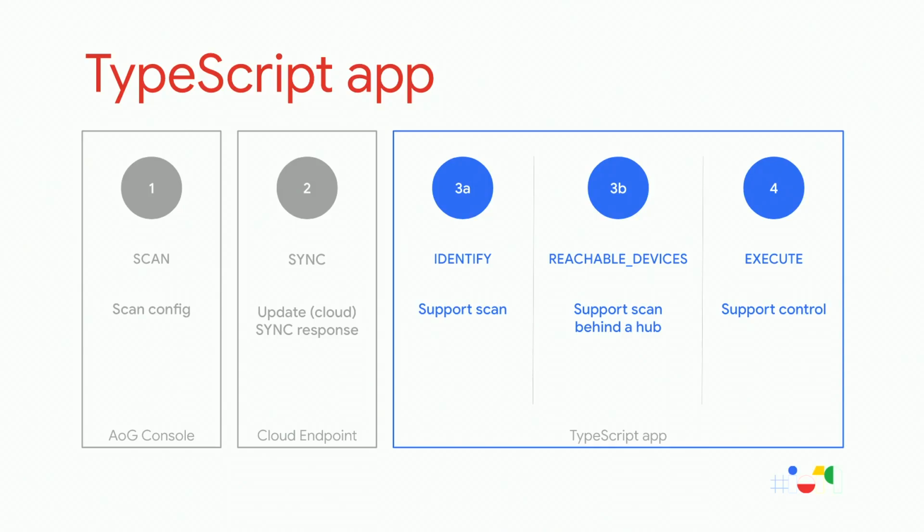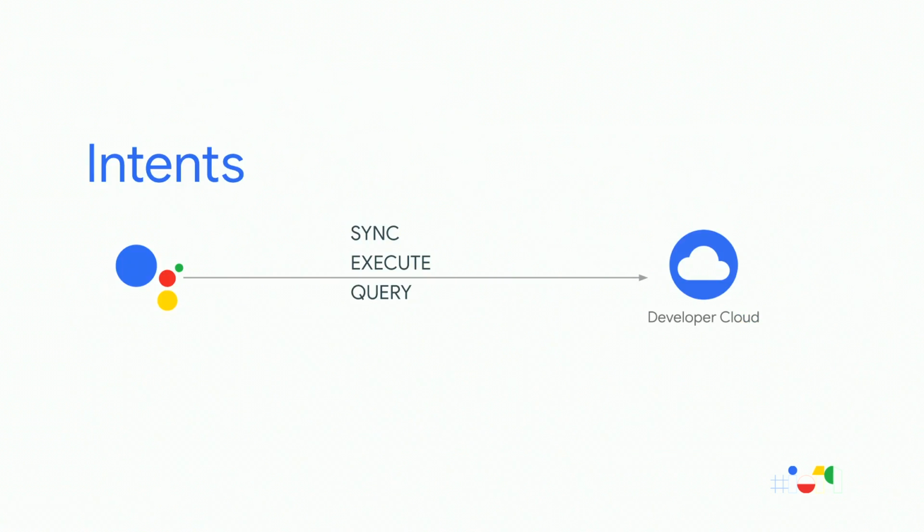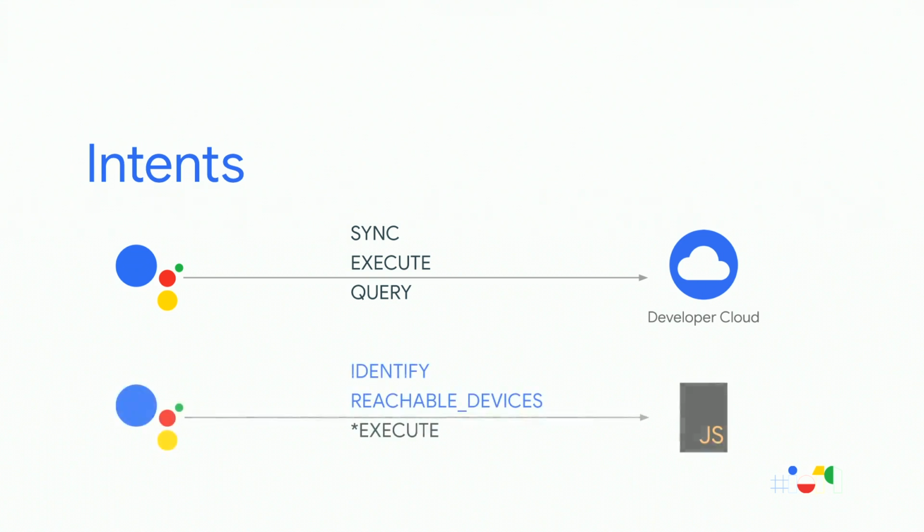So now we're going to jump into the TypeScript app, and this is the app that has the business logic that can control your devices. It is simple, but it's a critical component in this whole process. And just a quick reminder, we need to handle two intents. Let's quickly put these intents in perspective. For those who are familiar with the Smart Home API, we have sync, query, and execute intents that Google servers send to your cloud services. For local, we are adding two new intents. Identify, which is fired by the platform when we've scanned a device that belongs to you. And second is the reachable devices intent, which is optional, but required if we have scanned a bridge or a hub.